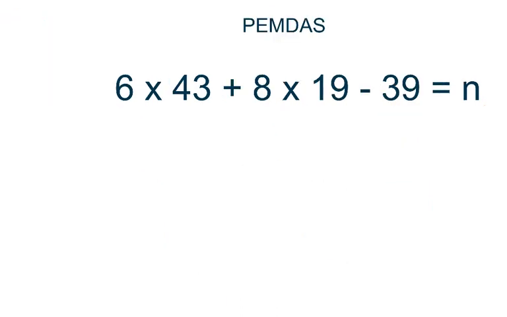Here I have the problem 6 times 43 plus 8 times 19 minus 39. I'm going to go through my PEMDAS and make sure that I hit all of my steps. So I start with parentheses. I don't see any parentheses. I don't see any exponents. My next step is multiplication or division, and I'm going to solve that in the order that I see it.